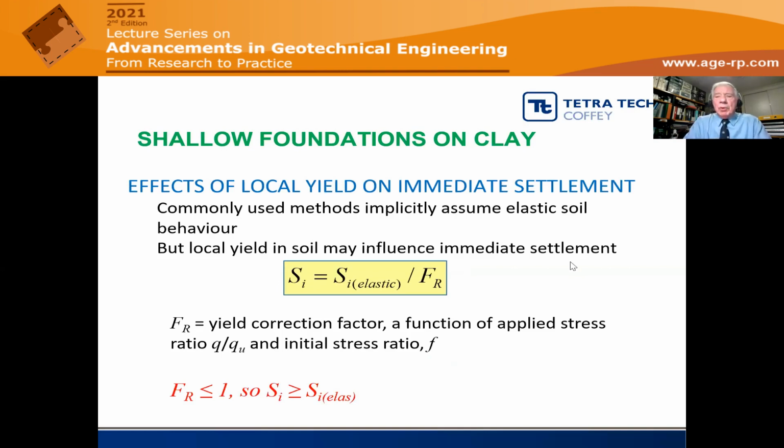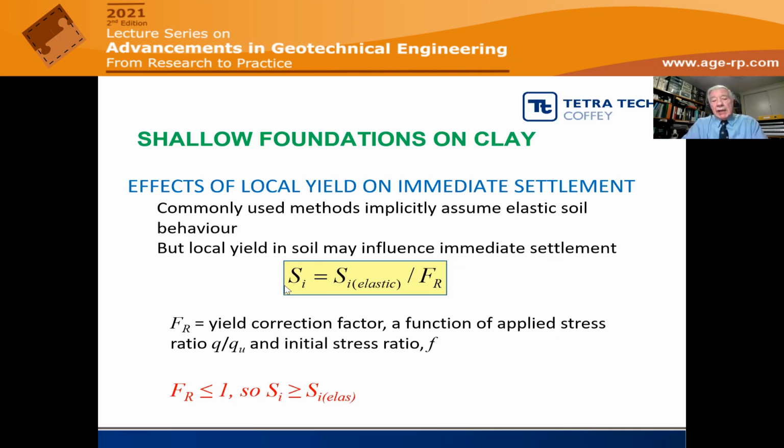Before we go on to that, we also need to recognize that in our elastic theory, we don't have allowance for the fact that the soil may actually yield in parts. And there is what we call a local yield in the soil, particularly as the factor of safety decreases or the stress level increases. And so we've come up with a correction to the immediate settlement to allow for local yield, and that is a function of the applied stress ratio, which is in effect 1 on the factor of safety, and the initial stress ratio.